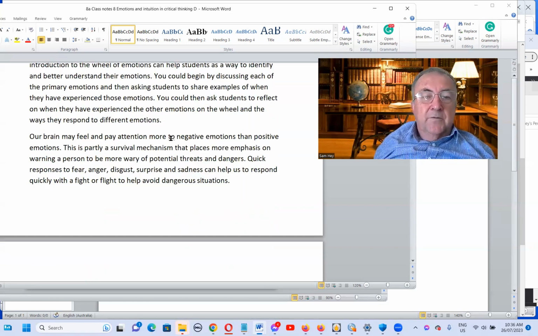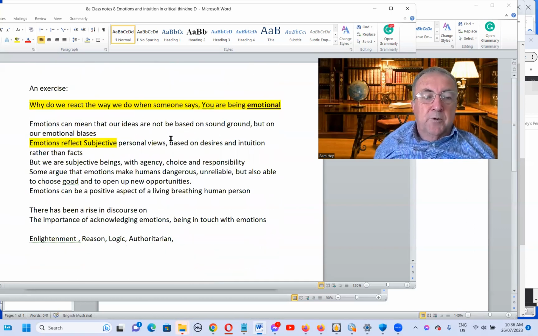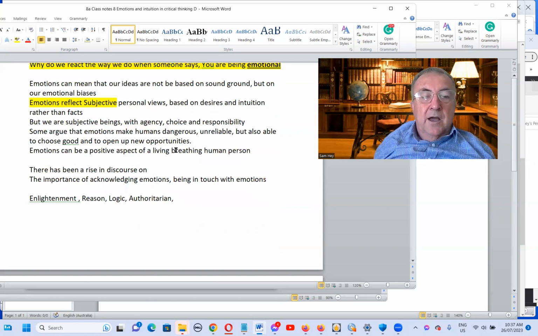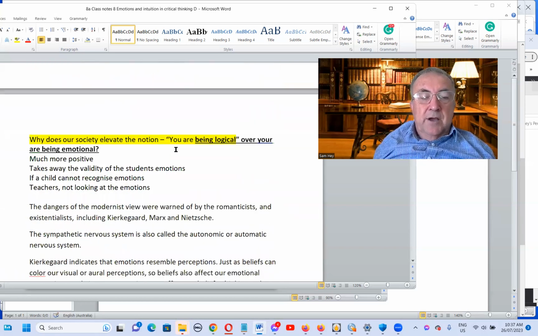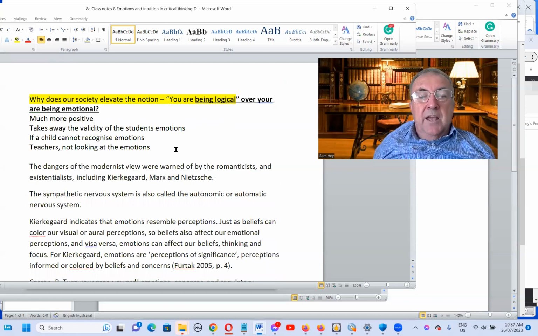So understanding the different emotions can be very, very important, and having exercise time in the classroom where we talk about emotions and look at the way that people respond to emotions can be very, very valuable. It's interesting the ways in which people will say, you are emotional, and that can be seen as negative. But if they were to say, you are being logical, that would be seen as positive. And in reality, they're both important parts of the way we are, the way we exist, the way we speak.